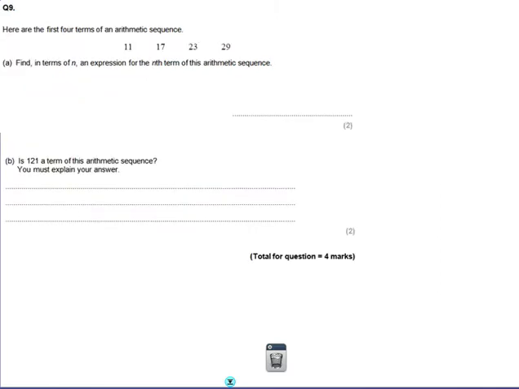Okay, question 9. Here's the first 4 terms of an arithmetic sequence. Find in terms of n an expression for the nth term of this arithmetic sequence. Again, this is going up in 6s. So it's going to be 6n, and for the 0th term, we have to take away 6, which is 5. So it's going to be 6n plus 5.